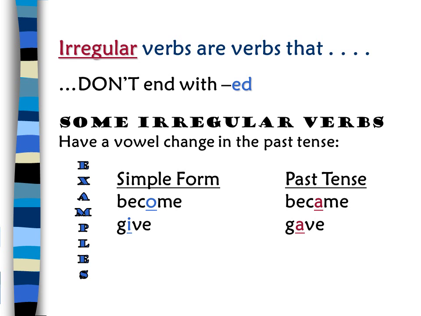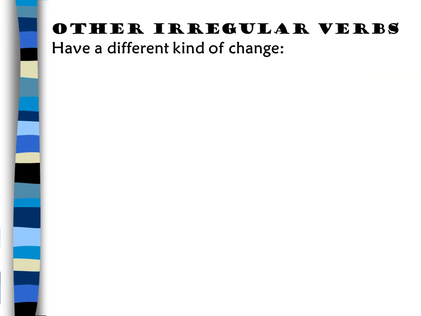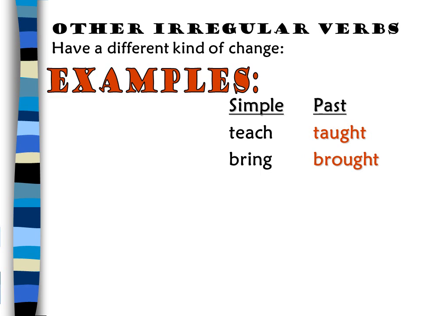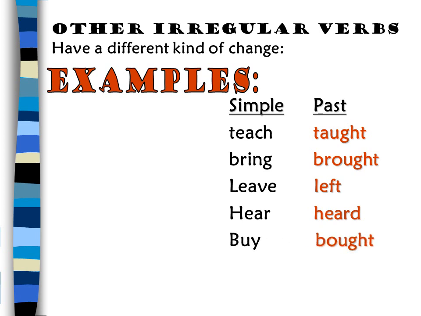Give, gave. Drive, drove. Forget, forgot. Other irregular verbs have a different kind of change. Examples. Teach, taught. Bring, brought. Leave, left. Hear, heard. Buy, bought.